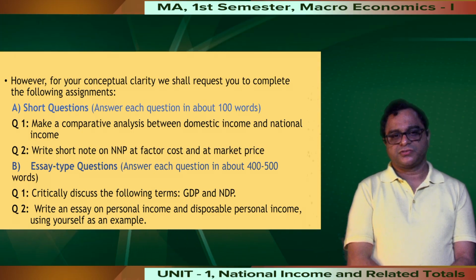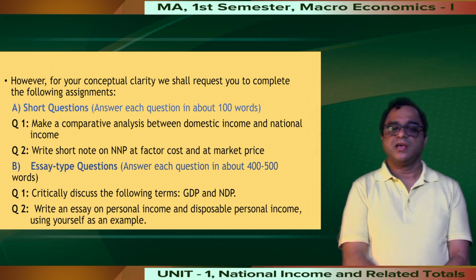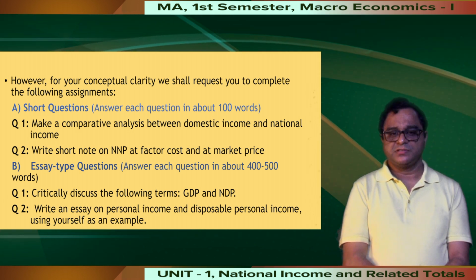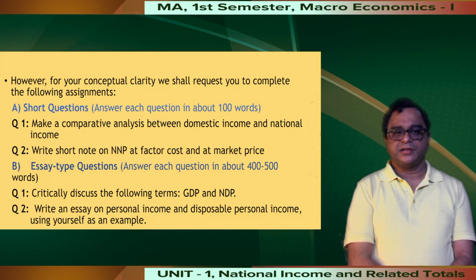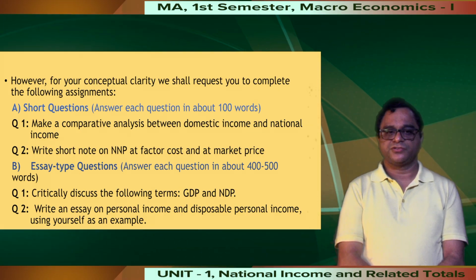Now, a set of questions which you need to answer within 400 to 500 words. First is: critically discuss the following terms, GDP and NDP, and write an essay on personal income and disposable personal income using yourself as an example. In the next video, we shall take up Unit 2 for discussion, which is basically on national income and related accounts.